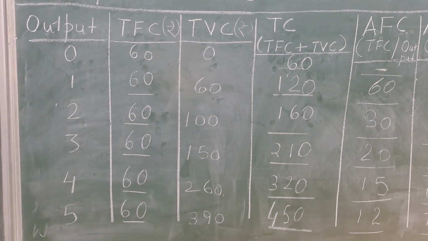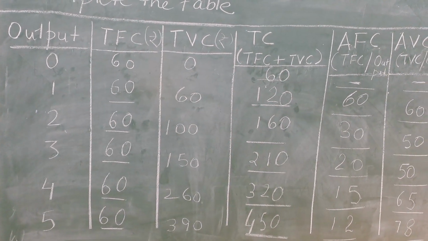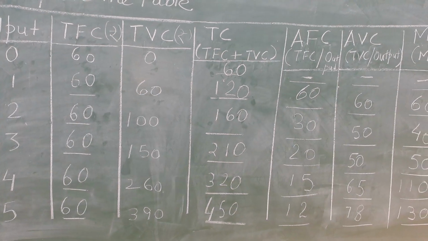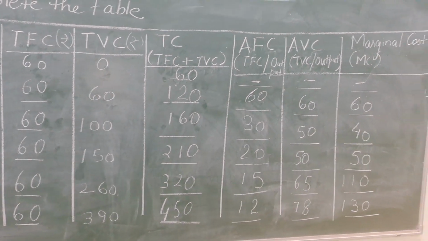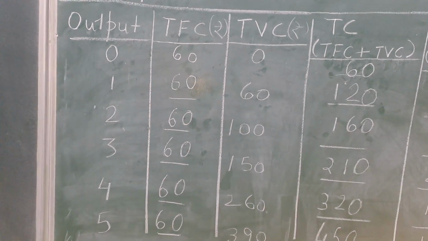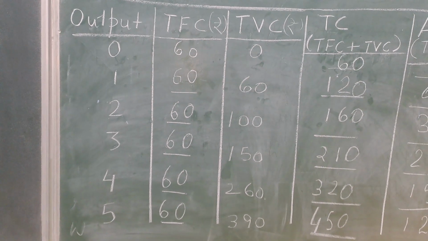What you have to find out is you have to fill all the columns of TFC, TC, that is total cost, average fixed cost, AFC, AVC, average variable cost and marginal cost. Now let us understand one column at a time. Now output and TVC is given to you.